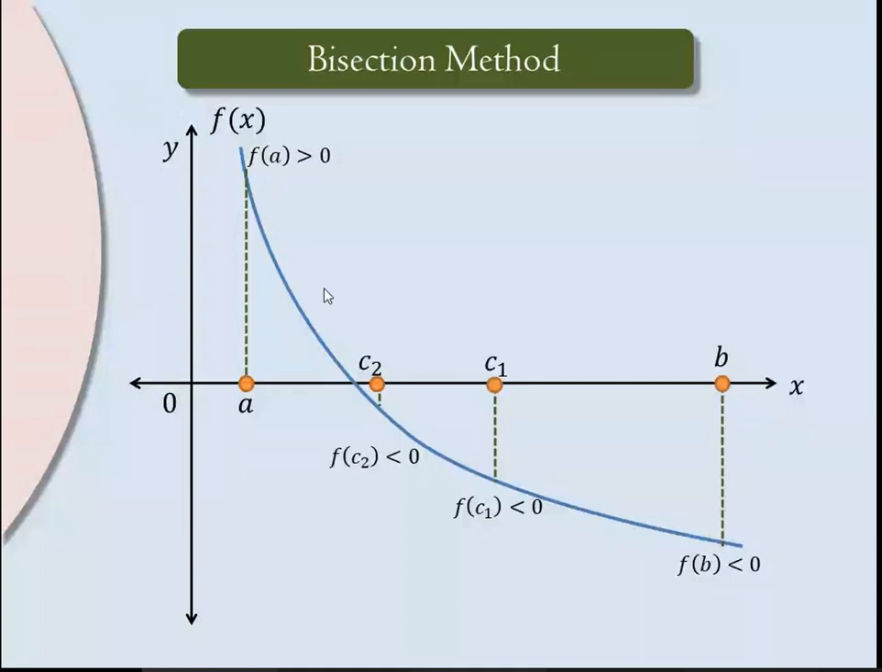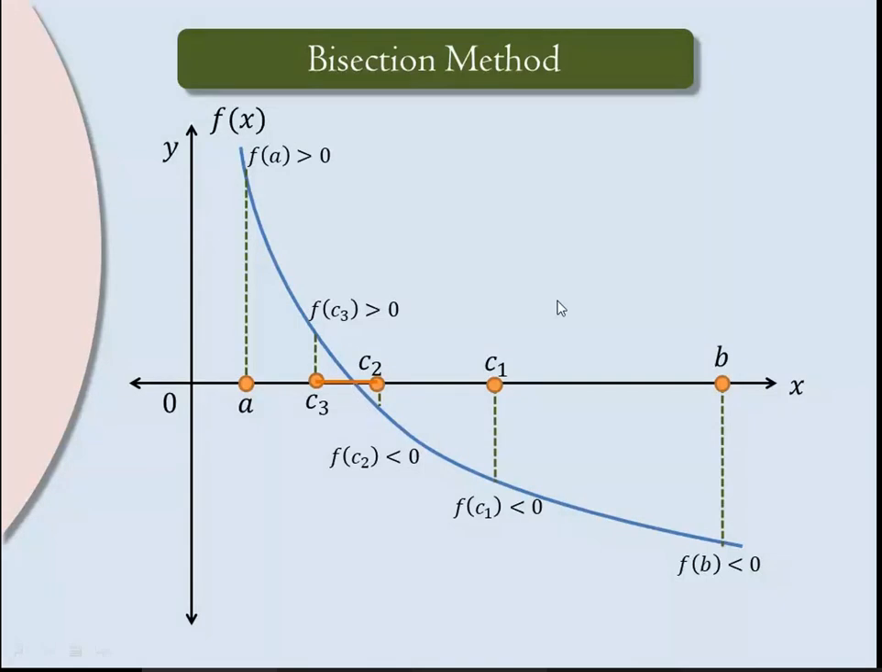Now again take the midpoint of that, say c3. Find the value of the function at c3. If the product of these two is negative, take that as the new interval. Like that, every time we find new points, check with the previous points, and whichever have opposite signs, that is the new interval. If we go on continuing like this, we can reach the root.